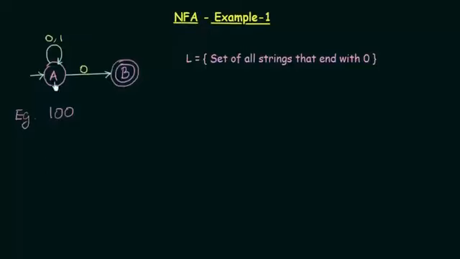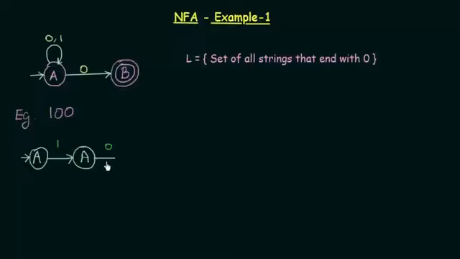We always have to start with the starting state, which is state A. So I am in state A, and the first input is 1. On getting input 1, A goes to itself. Then my next input is 0.